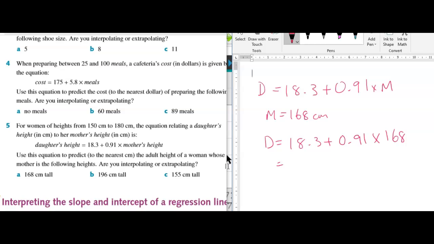168 is within our data set, as we're only going from 150 to 180. For question B, though, it's 196 centimeters. A pretty tall mother, but that would be using extrapolation because we're outside the data set. All right, I'm going to leave it there because I feel like you're going to be fine with this chapter, but if you need some help, please let me know.